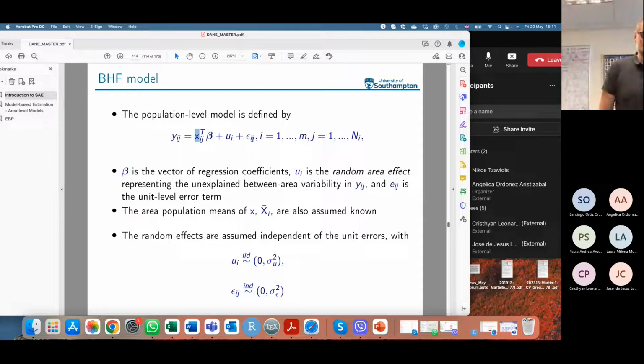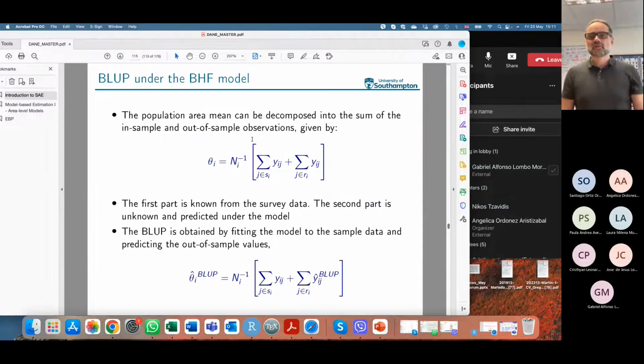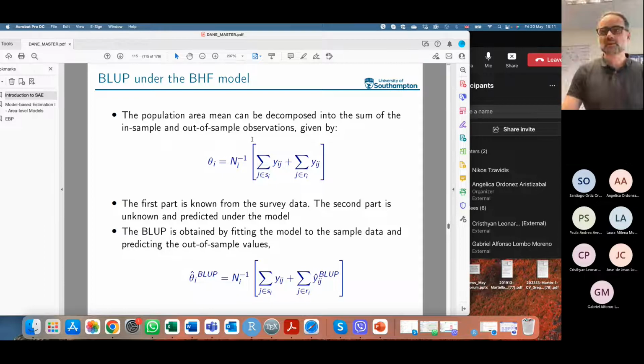Okay, so again, you see that with the unit level model, as in the case of area level models, the basic workhorse is the mixed effects and random effects model. Under that model, which was proposed by Battese, Harter, and Fuller, you can define what is called a BLUP, which basically is a best linear unbiased predictor under this model.